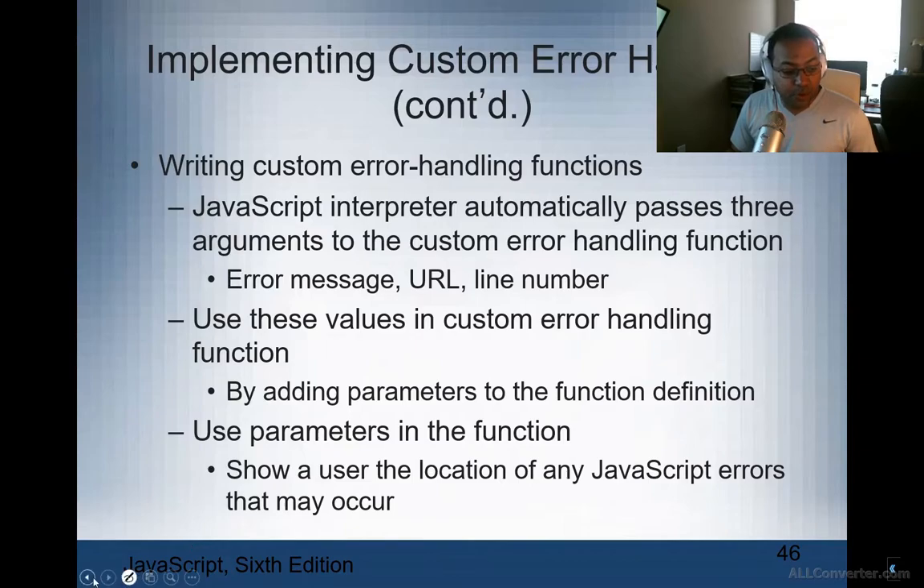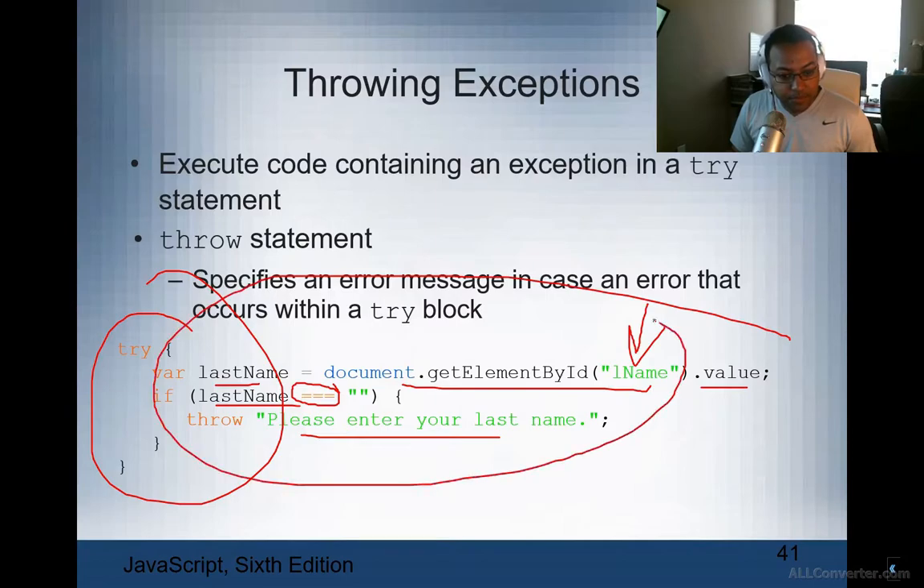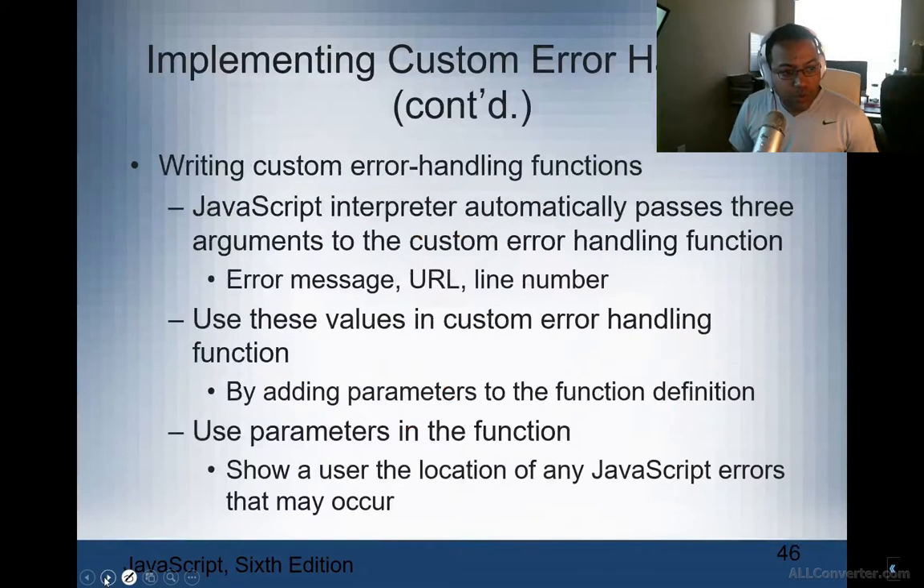Now, as you saw before, and I'll go back a few slides, this is a custom error written by the developer. This is not an exception that is inherent or implicit to the interpreter. So, when we are writing our custom error handling functions, we need to make sure that we automatically pass the 3 arguments to the custom error handling function: the error message, the URL, and the line number. It's imperative that you pass those things so that when the error is thrown, the developer knows where to look to fix it. Use parameters in the function, and it shows the user the location of any JavaScript errors that may occur.